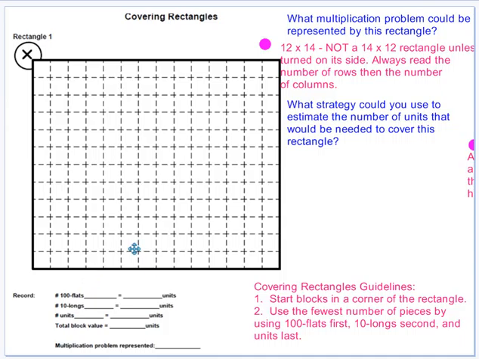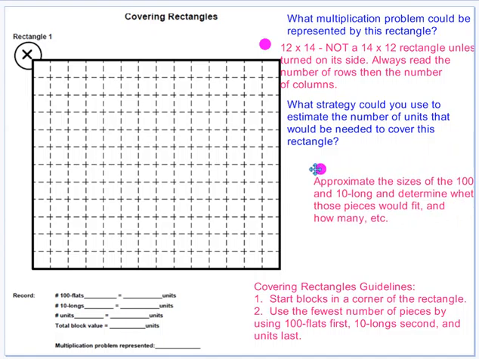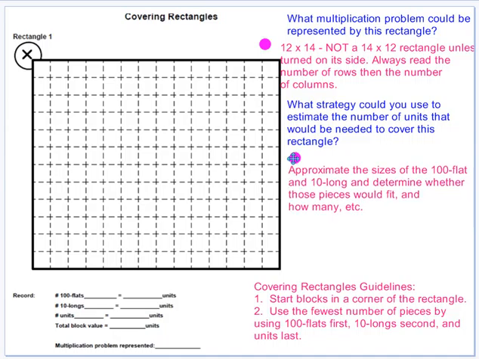What strategy can you use to estimate the number of units that would be needed to cover this rectangle? We should approximate the sizes of the 100 flat and the 10 long and determine whether those pieces would fit, and then how many. And then we're going to work our way on down. That's what I would do. Start with the 100 flat, see if it'll fit on there. Then if not, then we're going to move down to the 10 longs and then the units.